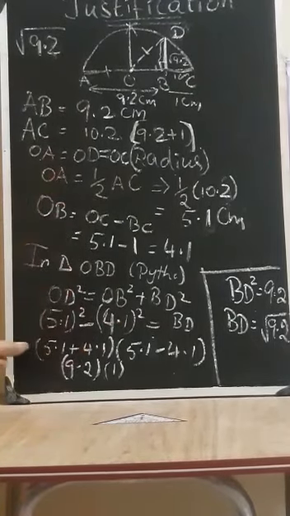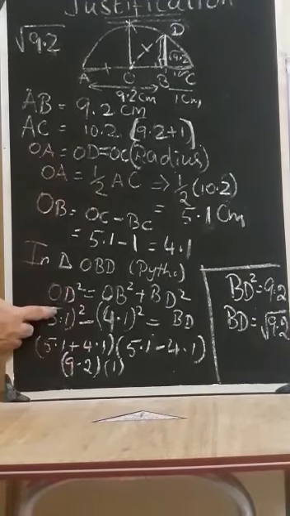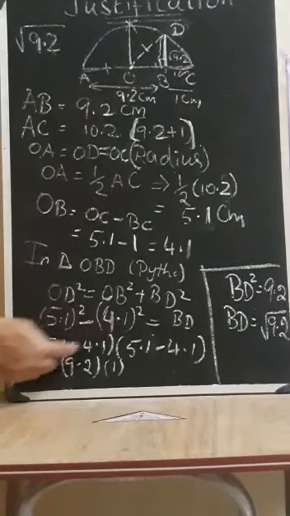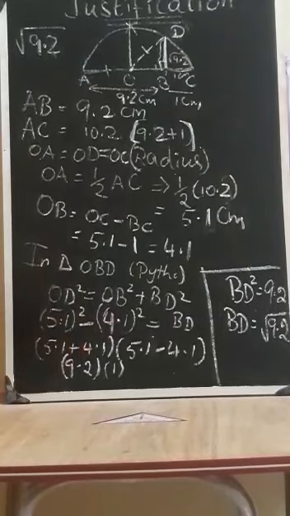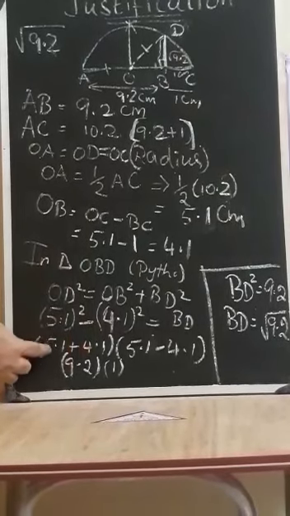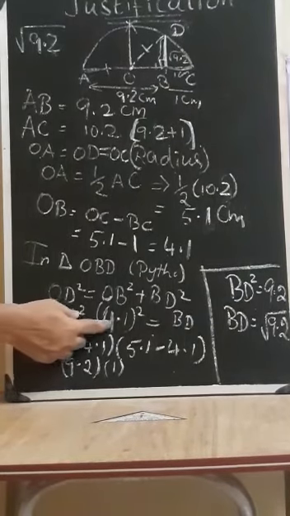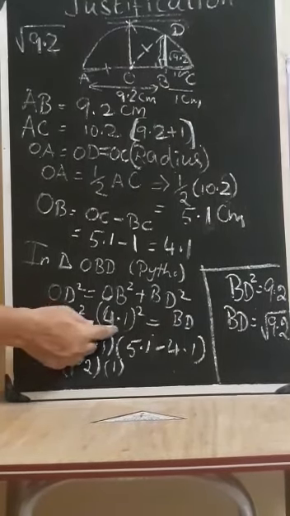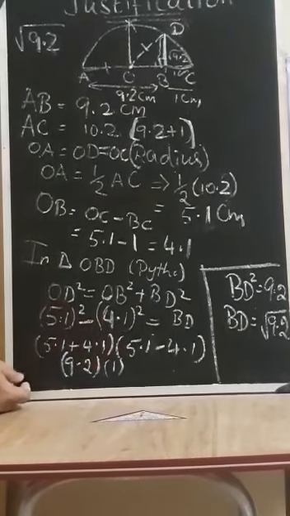There are two ways. You can use identity. Here I have used identity. In 8th standard itself, you know, A squared minus B squared, which is nothing but A plus B into A minus B. So I have applied over here. Or else 5.1 the whole square, 4.1 the whole square, then subtract it. It will be a lengthy way. You can use identity. It will be easy for you.